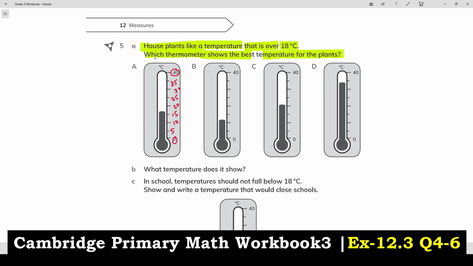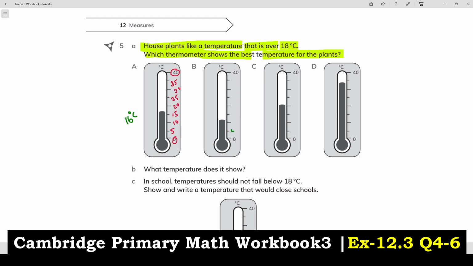Now what temperature does it show? In this case, which thermometer shows the best temperature for the plants? House plants like a temperature that is over 18 degrees Celsius. So we need over what? 18 degrees. This one is below 18 degrees, right? Just over 15. This is over 15, so this is 16 degrees Celsius.